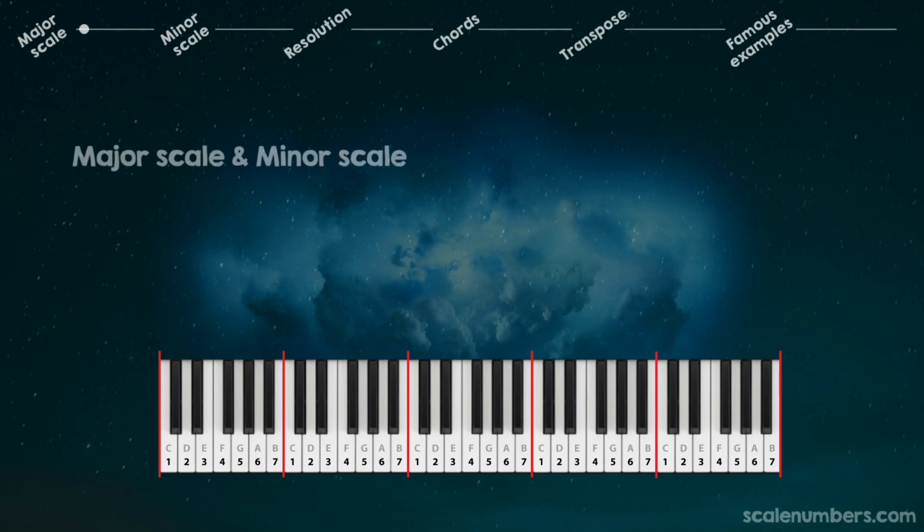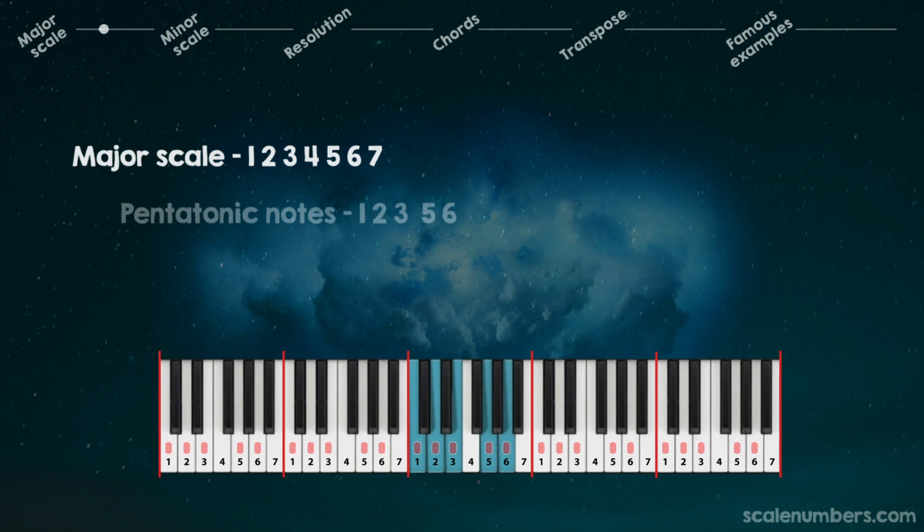The two main scales you'll probably want to use are the major scale and the minor scale. Easiest way to play the major scale on the keys is like this. This is the C major scale because this is a C note, and you number the 7 steps like that. Most melodies are based around the 1, 2, 3, 5, and 6. Those are the pentatonic notes.